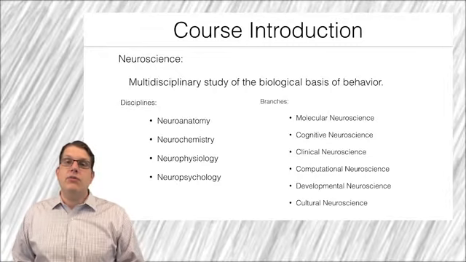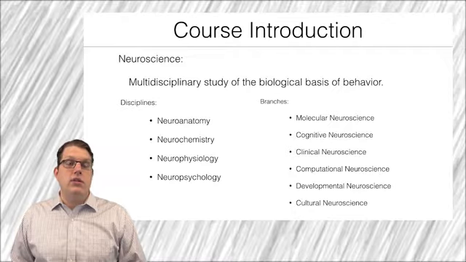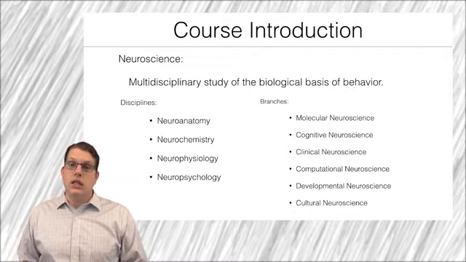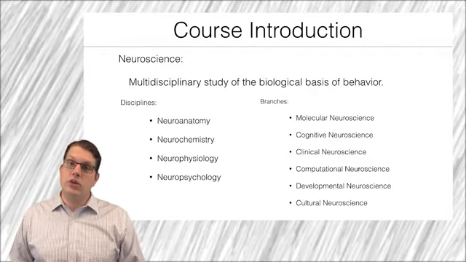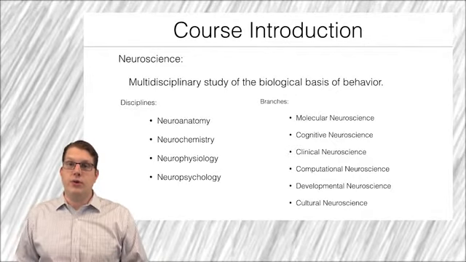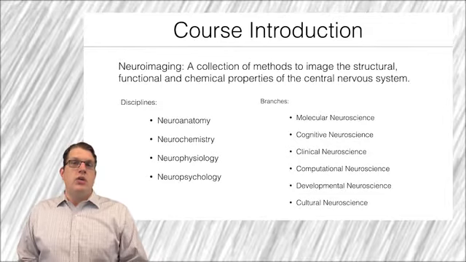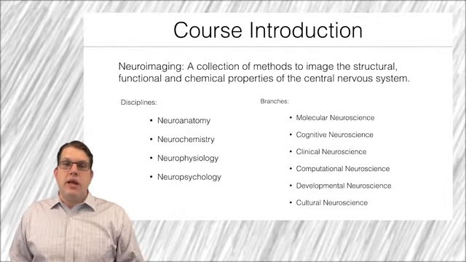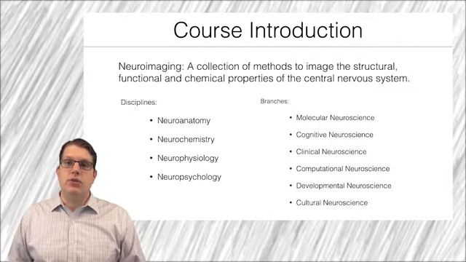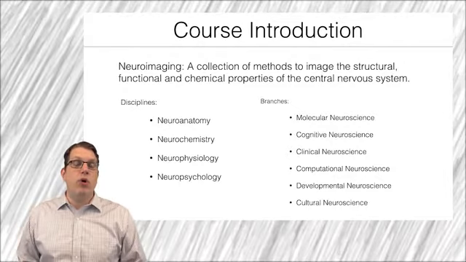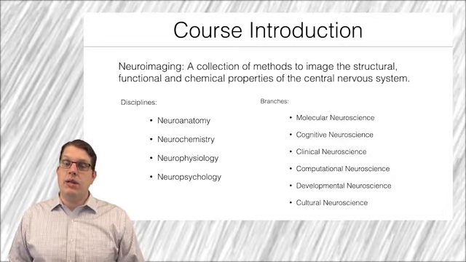Neuroscience also has many different branches, including molecular neuroscience, cognitive neuroscience, clinical neuroscience, computational neuroscience, developmental neuroscience, and cultural neuroscience, to name just a few. Neuroimaging is a collection of methods to image the structural, functional, and chemical properties of the central nervous system. It is a method that is employed by many disciplines and in many branches of neuroscience.